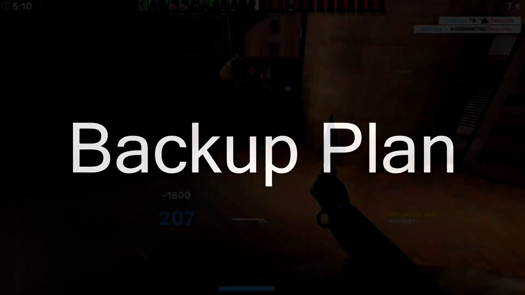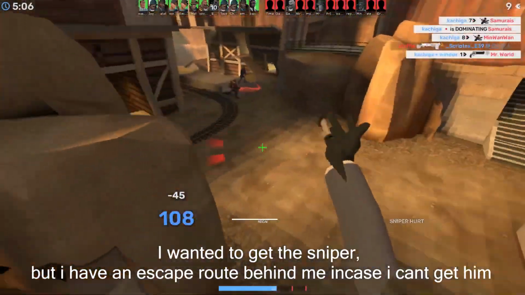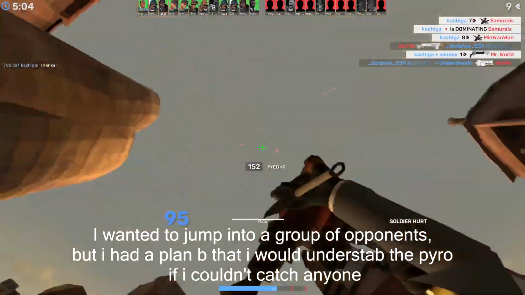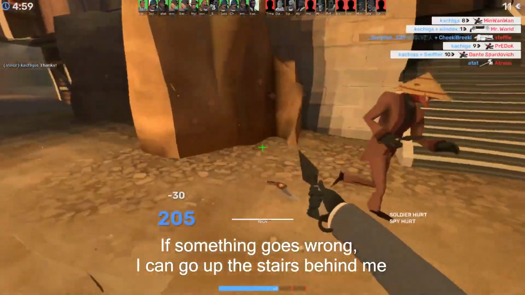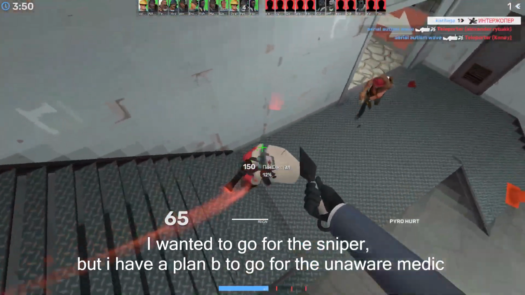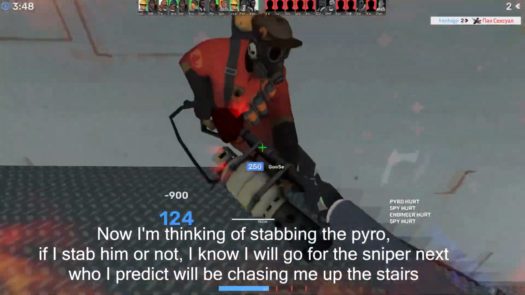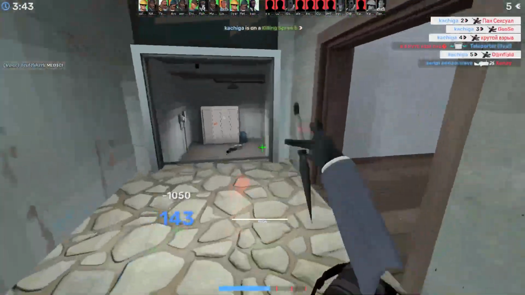Backup plan. When it comes to backup plans, you should have a plan B for things that you suspect might go wrong. If you jump into a group of players, a lot of things can go wrong, but you can have a backup plan and have an escape route in mind if you can't get any stabs. This can also apply to trick stabbing multiple opponents, where if someone is running away from you, then you go for a different player because you had them as a plan B for a stab.